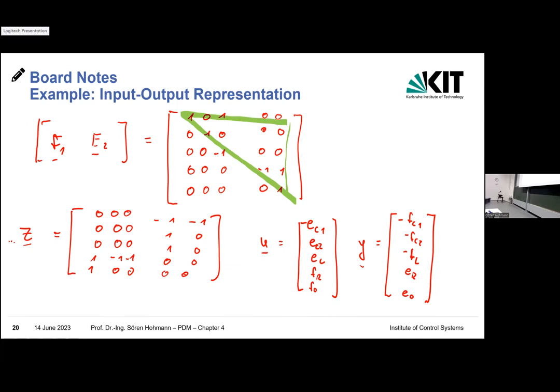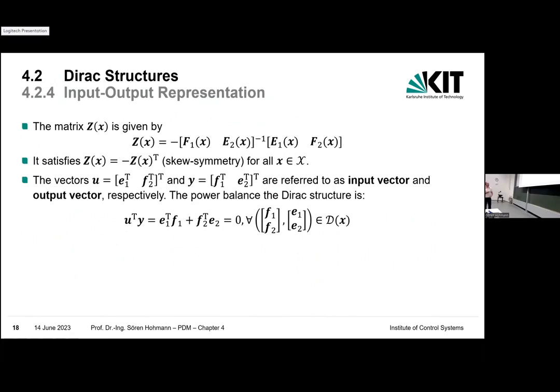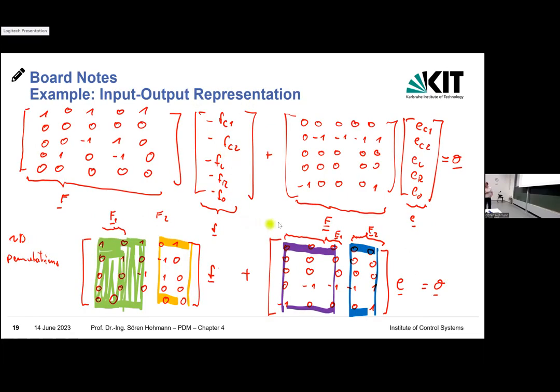So it predicts, as just an algebraic relation up to now, we'll come to the dynamics in a second. Given some of the effort and flow variables, it predicts all the other effort and flow variables. And it's just an algebraic mapping, that's all.